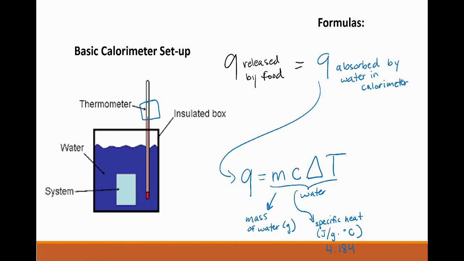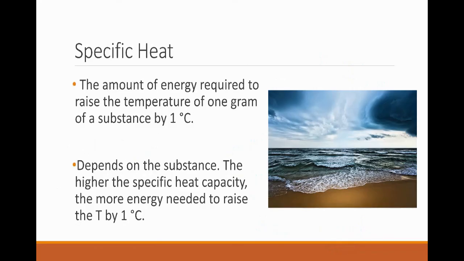And then finally, this delta T stands for the change in temperature. And again, since the water is being heated up, what we expect is for the final temperature to be greater than the initial temperature. So the way we'll find that change in temperature is we'll take the final temp and subtract the initial temperature. All right, so now let's keep going.